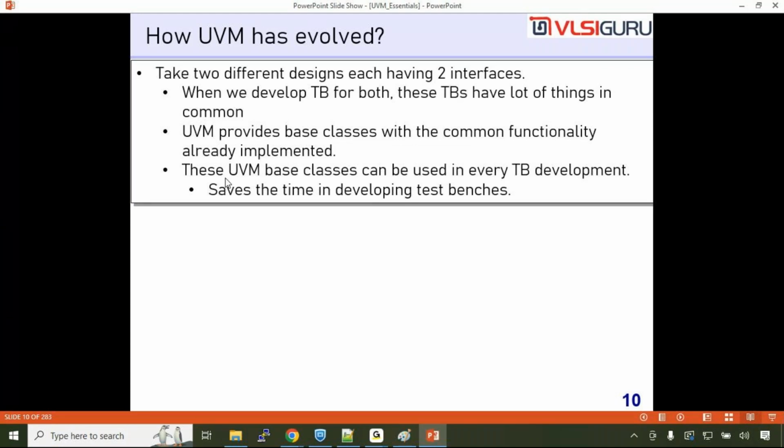So again, there are two options. One, you say that no, I will develop the base again from scratch. Second, one is already freely available. So people would always start with what is available. These UVM base classes can be used in every test bench development. It saves time in developing test benches, test cases, everything.